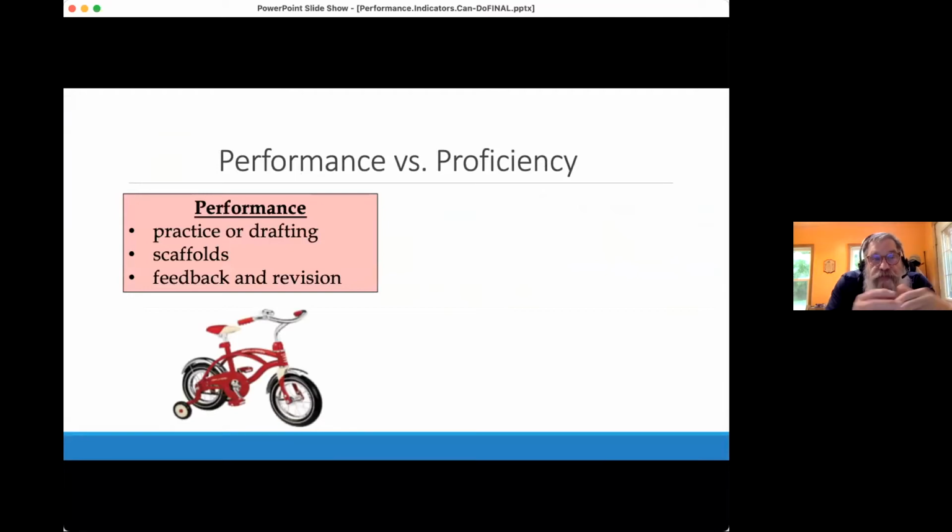Performance, the type of thing we do in the classroom, involves practicing, making rough drafts, giving students scaffolds as they work and perform, and then slowly taking these scaffolds away or giving them as much scaffolding as they need to differentiate our instruction. And performance involves feedback and revision, and going back and trying it again in rehearsal and that sort of thing. It's like having training wheels on your bicycle.